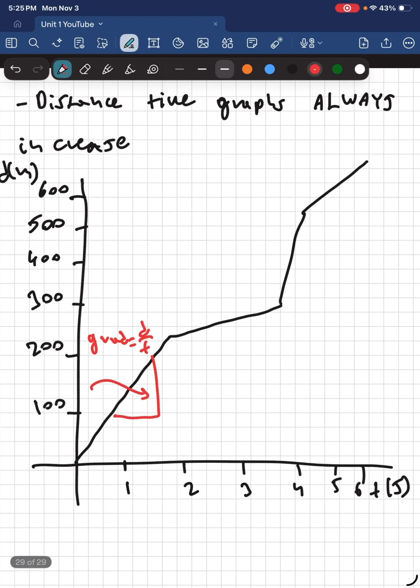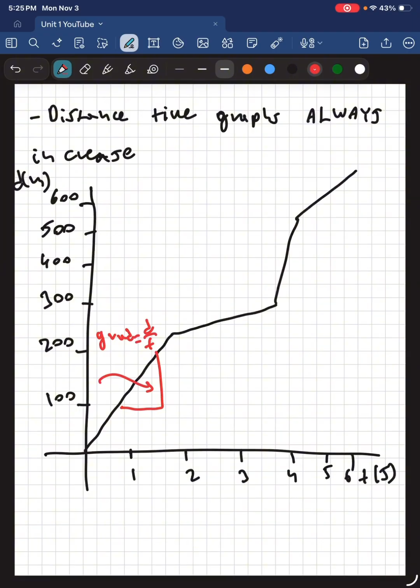And the gradient in this segment, so from here to here, say, is different from the segment that goes from here to here, okay? Because here the gradient is actually smaller, right? The gradient here is again distance over time, so the velocity here is slower. Okay, this is what I'm trying to say.